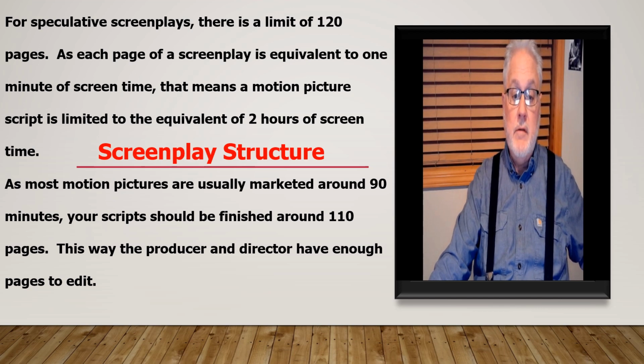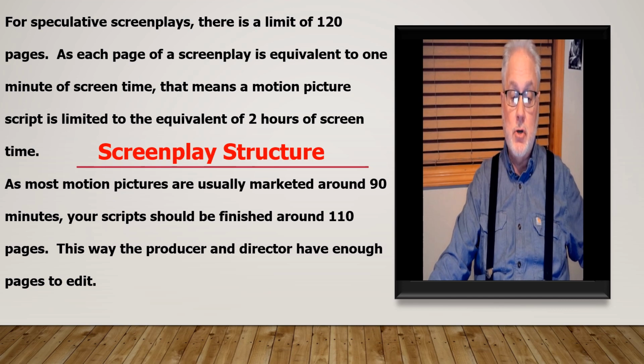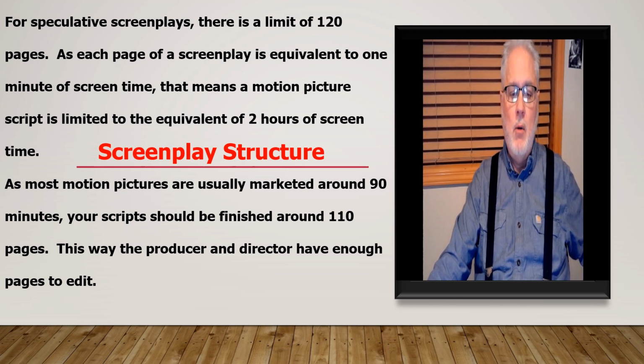For speculative screenplays, there is a limit of 120 pages. As each page of a screenplay is equivalent to 1 minute of screen time, that means a motion picture script is limited to an equivalent of 2 hours of screen time. As most motion pictures are usually marketed around 90 minutes, your script should be finished around 110 pages. And in that way, the producer and director have enough pages to edit.